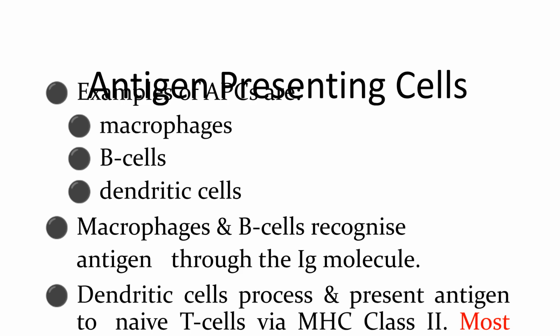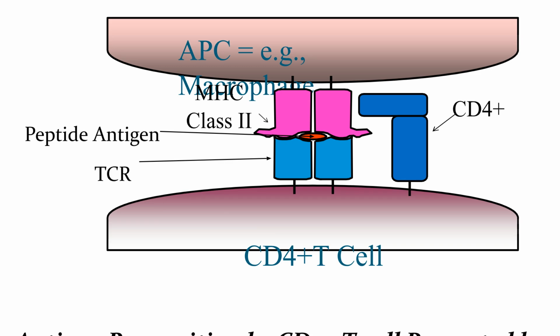Dendritic cells process and present antigen to naive T cells via MHC class II and are considered the most potent APCs. This diagram illustrates antigen recognition by a CD4+ T cell presented by an APC such as a macrophage, via MHC class II.